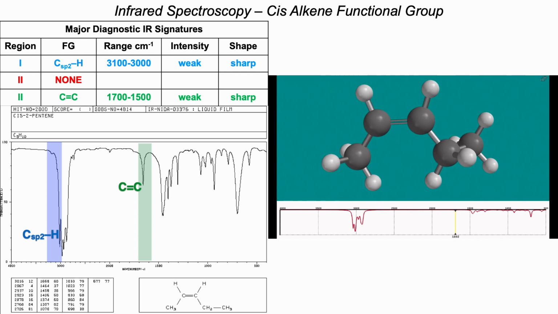And the reason that the intensity of a signal would be weak is because the IR is interacting with the dipole moment of the bond between the two atoms. So in this alkene, there's not a big difference in electronegativity between those two atoms, so the dipole moment is not big. There is one, but it's small, so the interaction of the IR with it is very weak.